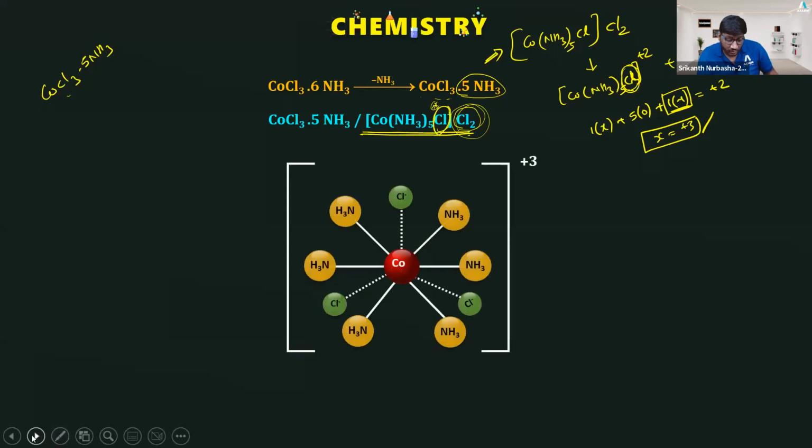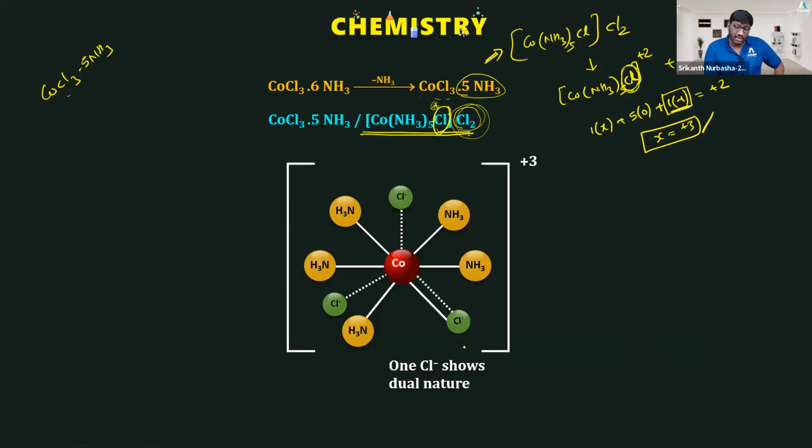Got it? This is your [Co(NH3)6]Cl3. Now we are removing one NH3. Yes or no? One NH3 removed. So you have one Cl- which has both primary valency nature as well as secondary valency. That means one chloride ion shows dual nature. This chlorine is also considered a primary valency. Why? Because using the -1 charge of that chlorine only, we can say the oxidation state of cobalt is +3. If you do not count this chlorine, then the oxidation state of cobalt would be +2 only, which is wrong.